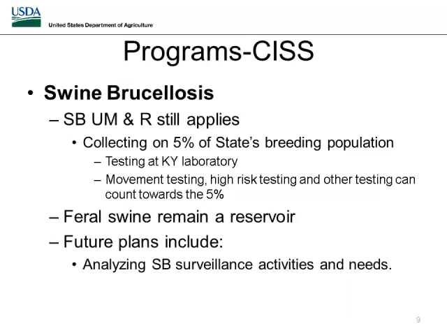Swine brucellosis, another component of CISS. We still utilize the UMNR. We're testing 5%, just like with pseudorabies. Very similar to pseudorabies in many ways, for similar risk where people can get swine brucellosis from. We are currently analyzing our programs. The folks in Fort Collins with USDA CEAH are analyzing our swine surveillance activities right now, including swine brucellosis, and looking at ways to improve the surveillance side of swine brucellosis for us.